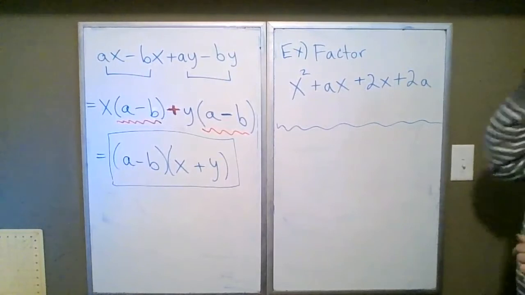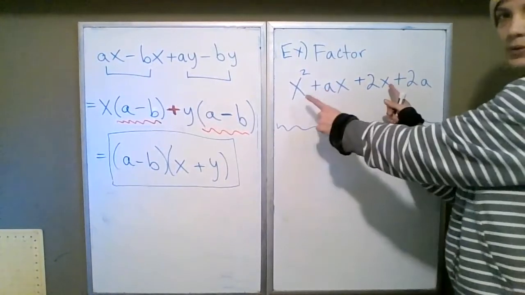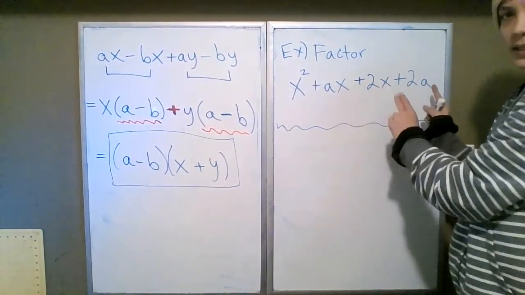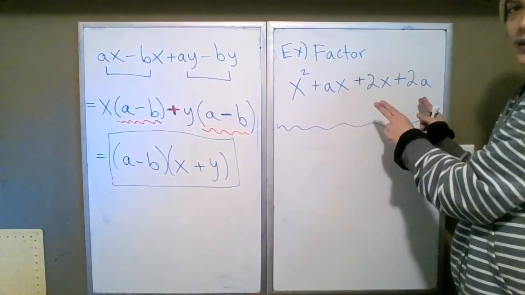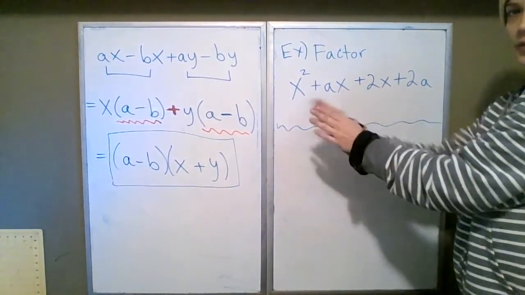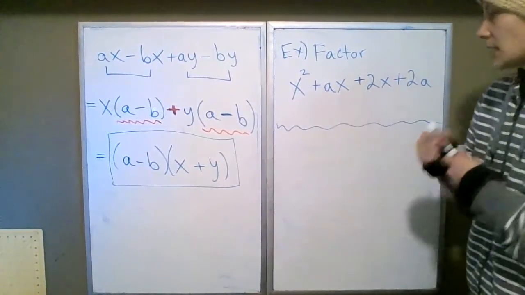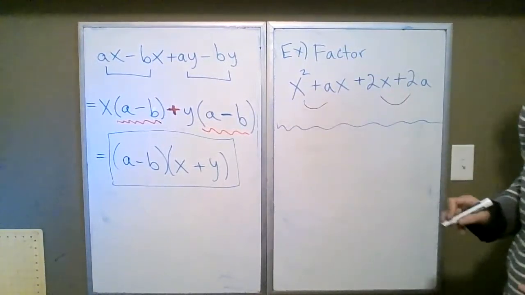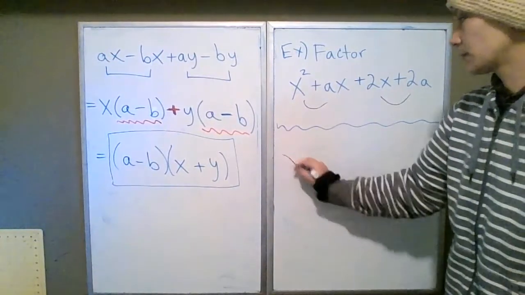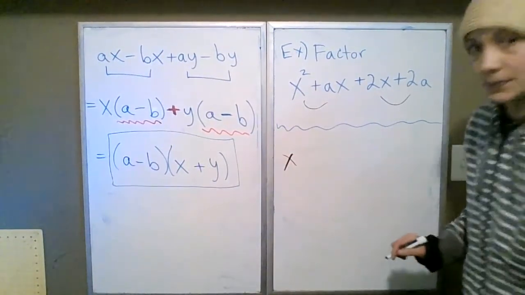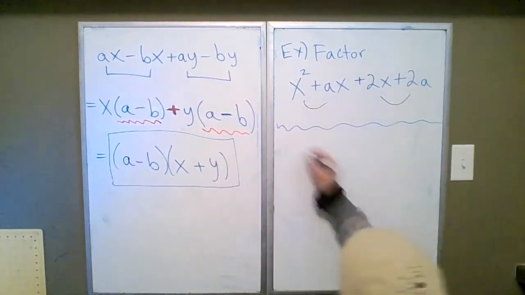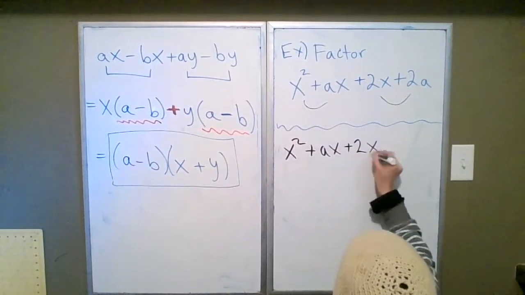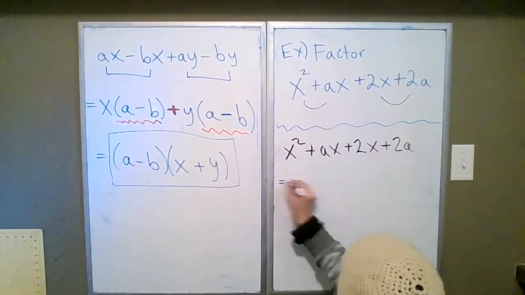Let's see. Again, if you want to rearrange this, you can. These both have x's in them. These both have a's in them. But I can just leave it how it is. The last two terms are even. So from here, we'll factor out a 2. And from the first two, we'll take out an x. So we're going to pair them together: x squared add ax, 2x add 2a.